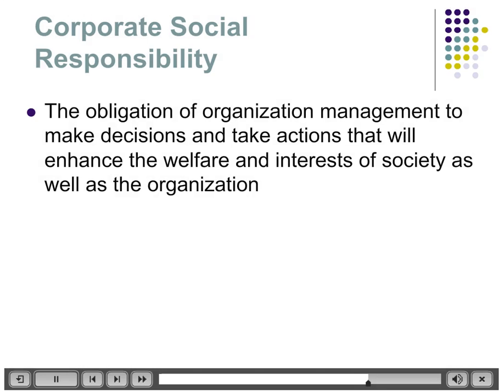So corporate social responsibility is defined more clearly as the obligation of management to make decisions and to take actions that enhance the welfare and interest of society as well as the organization. And within that, and that's a subheading really, if you will, of stakeholder theory. I mean, stakeholder theory wants to ensure that we're not hurting society and hurting the interests of society, because when we hurt those embedded relationships, that becomes a financial deficit for us.